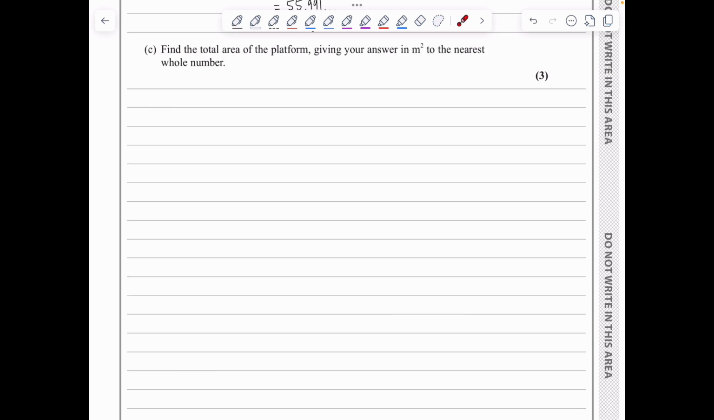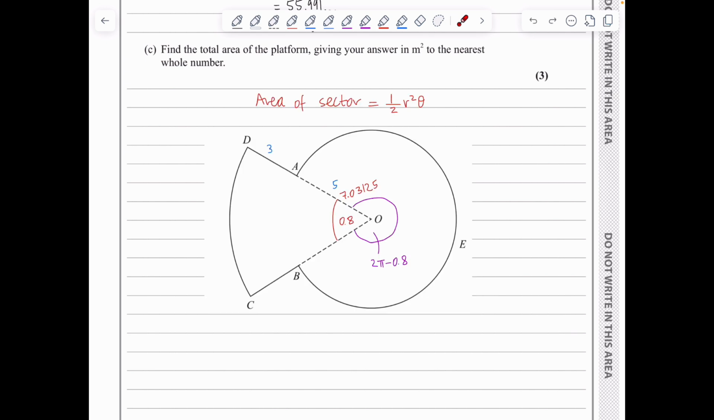In part C, we are asked to find the total area of the platform in square meters to the nearest whole number. Well, let's start by reminding ourselves that the area of a sector is given by a half r squared theta when theta is in radians, and this is the shape. We're trying to determine the total area, so we can see that this is consisting of 2 sectors.